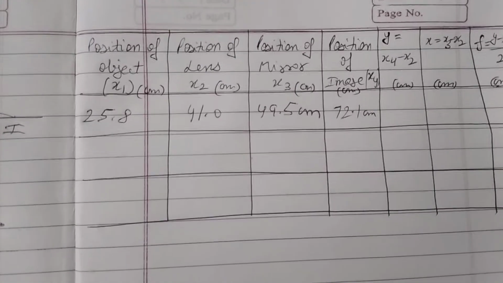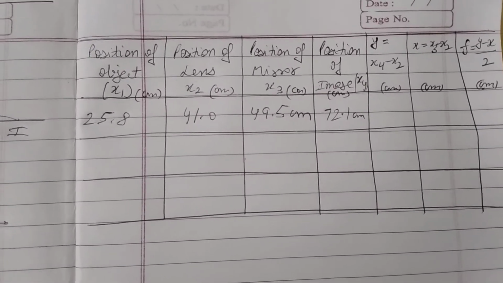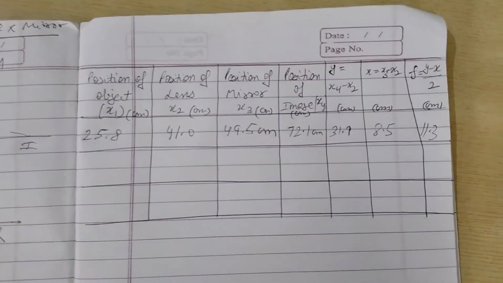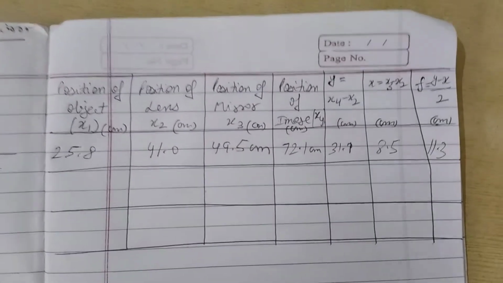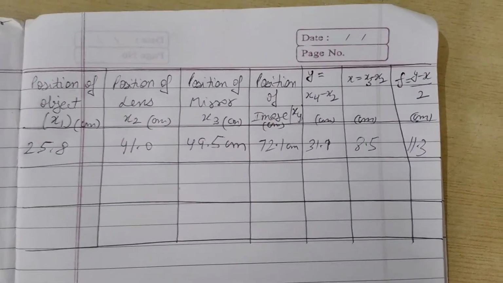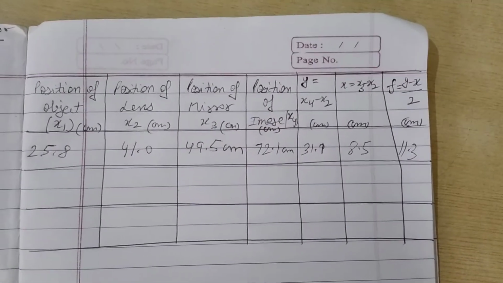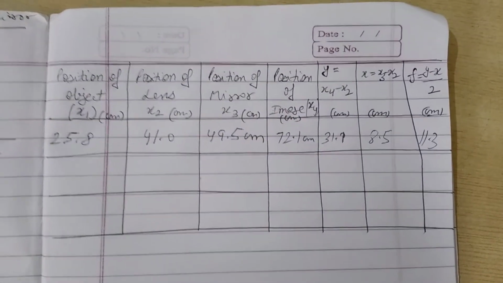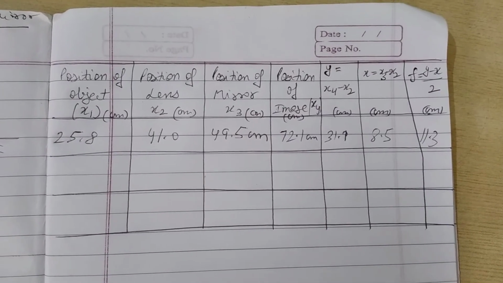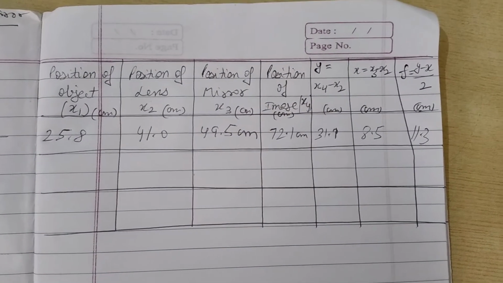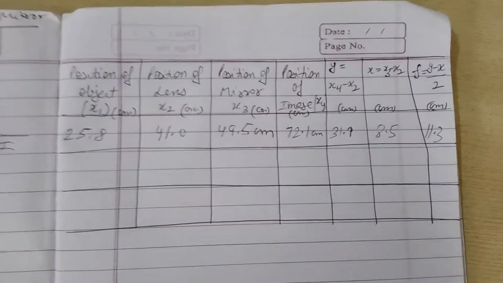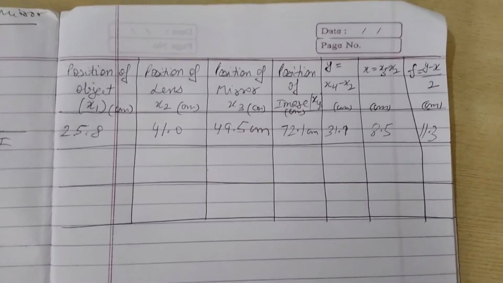Now let's put the values and find the readings and the final answer. So after solving this we have got y and x, and we know the formula for focal length, (y minus x) upon 2, which gives 11.3 centimeter. In the same way we find two more readings and we take the average of the focal length, so that will give us the average focal length of the convex mirror.